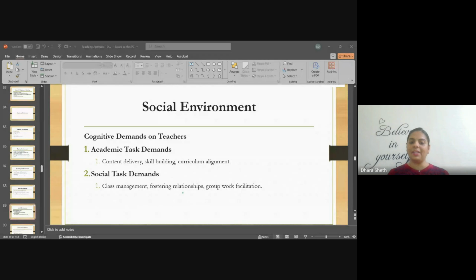When it comes to academic, delivery of the content, curriculum aligns with the age and the speed of the learners, and skill building. At the end of the day, the learners should have their results positive, right? They should be able to learn the skills that you are teaching.